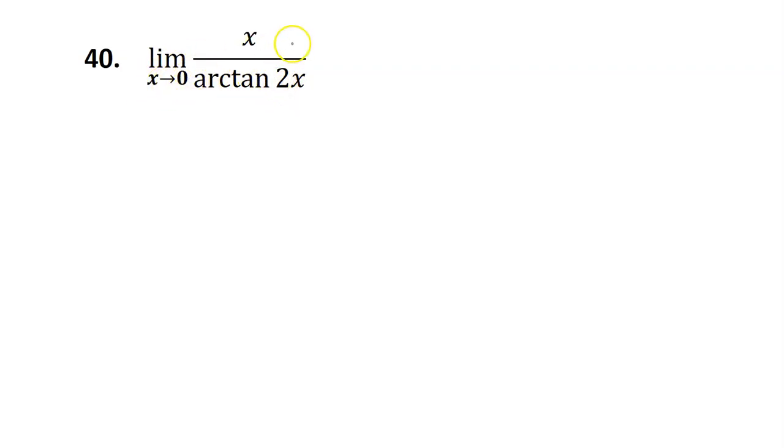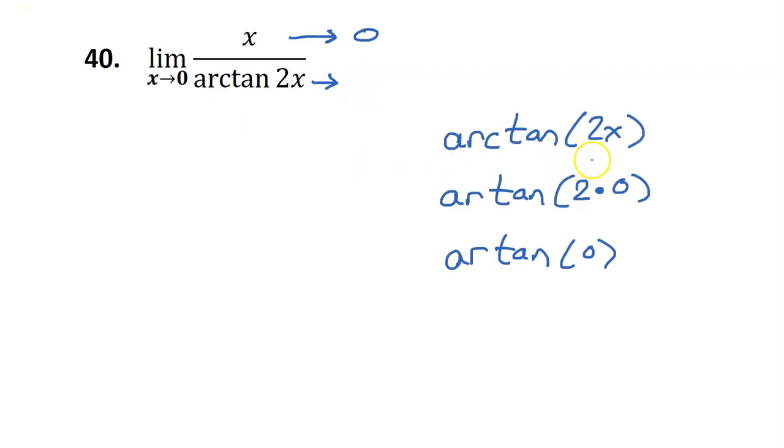Obviously, as x approaches 0, the numerator is approaching 0. But what about the denominator? If we do direct substitution, arctangent of 2x becomes arctangent of 2 times 0, which is arctangent of 0. So we just need to remember that this means the tangent of what is equal to 0. Right? This is what arctangent means.